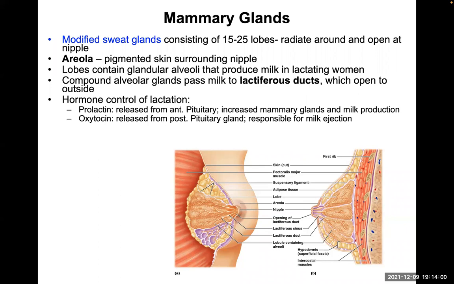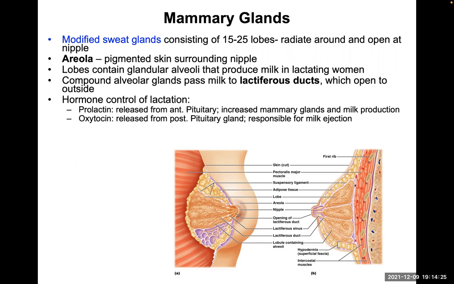For breast tissue, what I really want you to know is that both males and females have mammary tissue. Both males and females have areolas, and they both have nipples. The reason women tend to have larger breasts and are able to lactate after giving birth has to do with the hormone profiles.